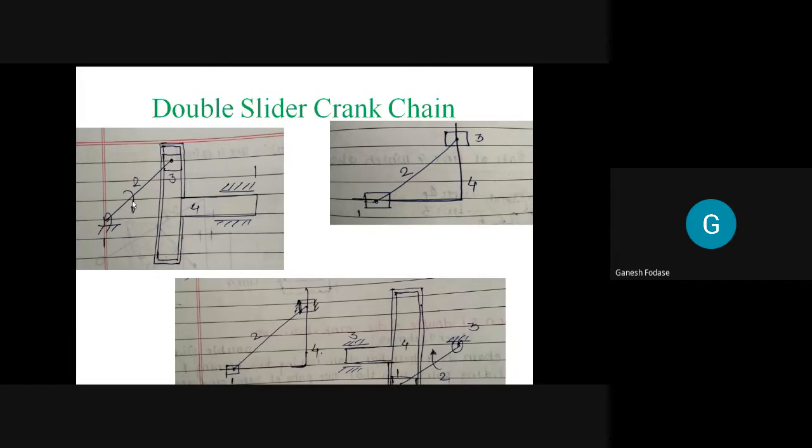Now, can anyone tell me in the first case which two prismatic pairs and which two turning pairs we have? Means between which two links we have turning pair, which two links we have prismatic pair? 2 and 1 are turning, and 2 and 3 is also turning. Good. And which one is prismatic? 3 and 4 and 4 and 1. Very good. Any other can tell me in the second case, in the third inversion?